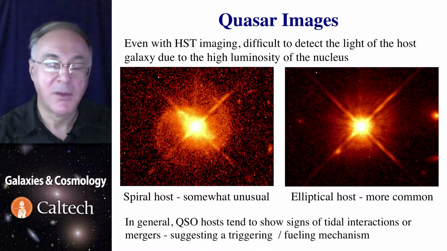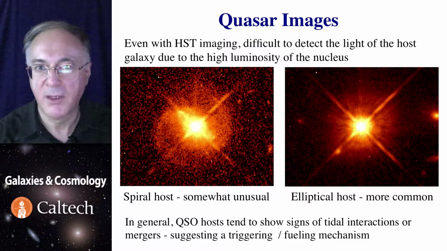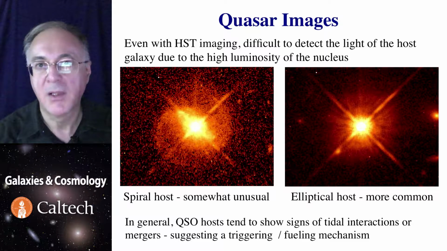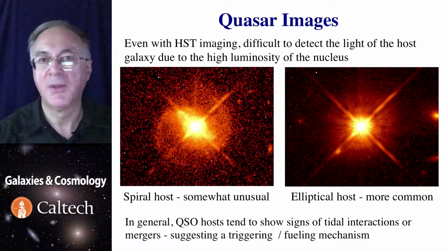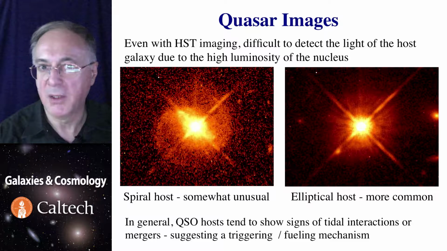Quasars themselves outshine their host galaxies by a great factor, maybe by a factor of 1,000. And this is why they're called quasars, quasi-stellar objects. Even with the Hubble Space Telescope, it's sometimes difficult to discern their host galaxies because the central source is so bright. But nevertheless, sometimes we can see that.